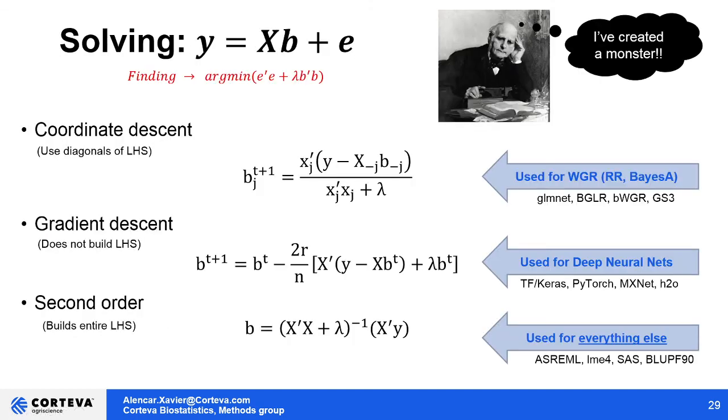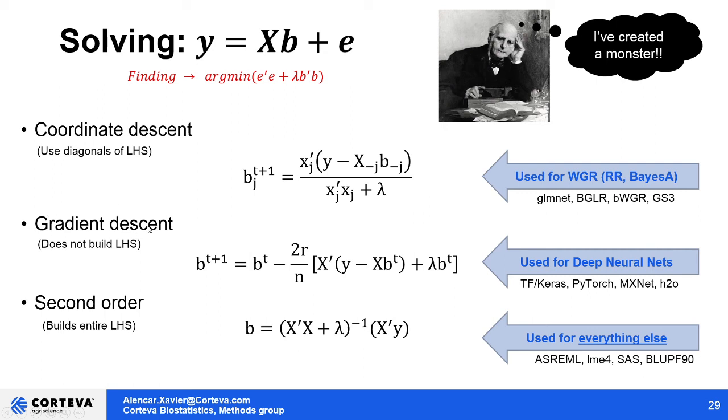So let's have a look at the example of a ridge regression. Basically, I'm just pointing out the three frameworks that I mentioned above. Coordinate descent is basically updating one marker effect at a time and using the residuals to update the next and next and next, and you do that iteratively across the board. So coordinate descent involves building just the diagonals of the left-hand side, which is this X prime X plus lambda. And that's the type of algorithm used for GLMNet, BGLR, BWGR, all those Bayesian methods plus regular ridge regression.